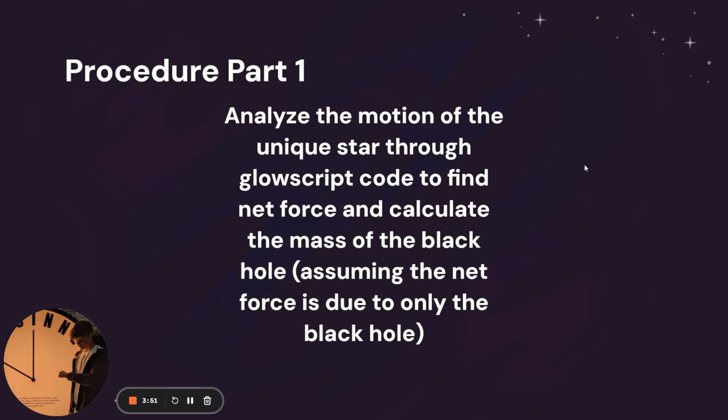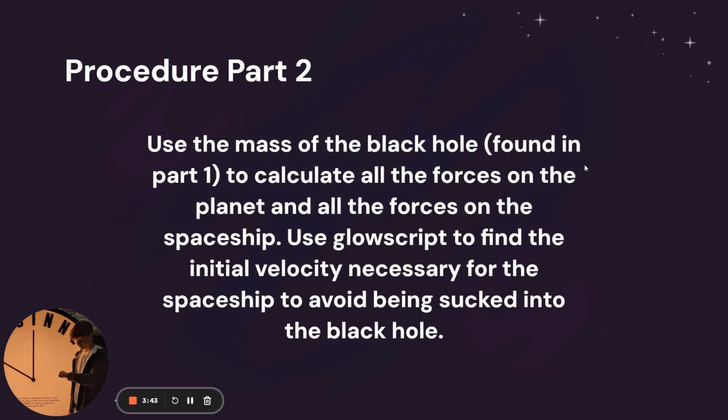So for procedure part 1, analyze the motion of the unique star through GlowScript code to find net force and calculate the mass of the black hole. And then procedure part 2, use the mass of the black hole found in part 1 to calculate the forces of the planet and spaceship. Use GlowScript to find the initial velocity necessary for the spaceship to avoid being sucked into the black hole.